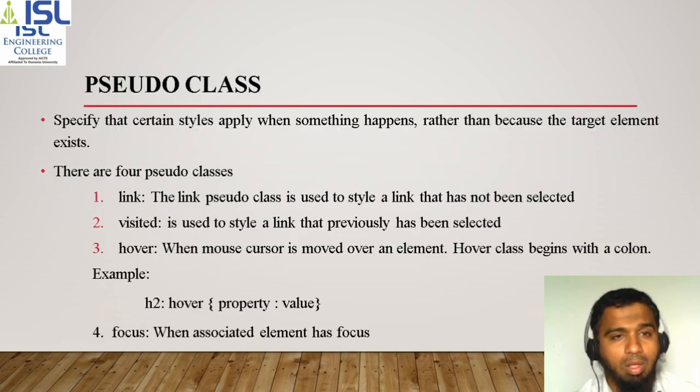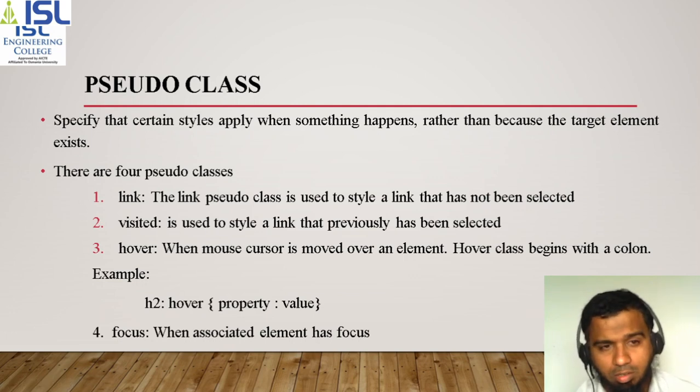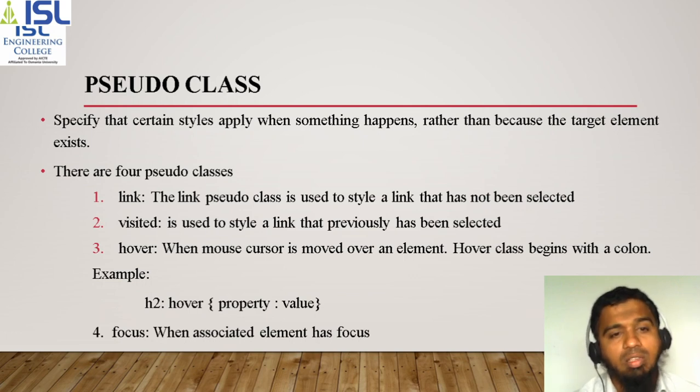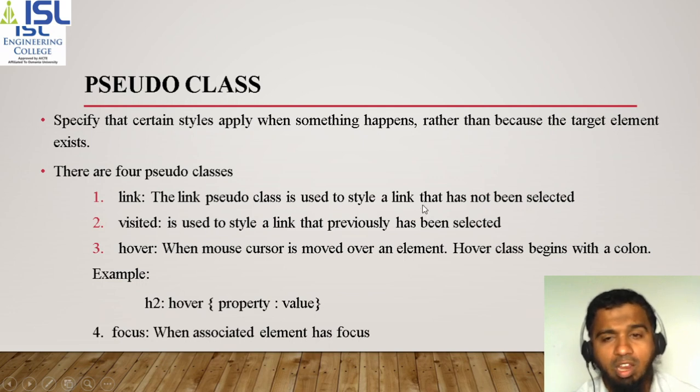Next, pseudo class. What is this pseudo class? A pseudo class specifies that a certain style applies when something happens, rather than because the target element exists. There are four pseudo classes. First one is link, second one is visited, third one is hover, and fourth one is focus. What is the first one? The link pseudo class is used to style a link that has not been selected.